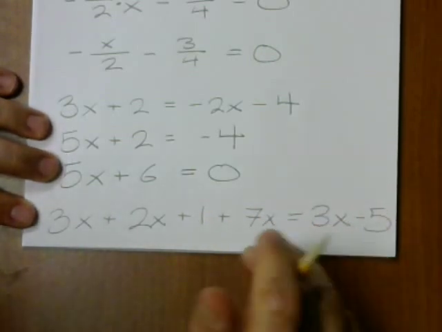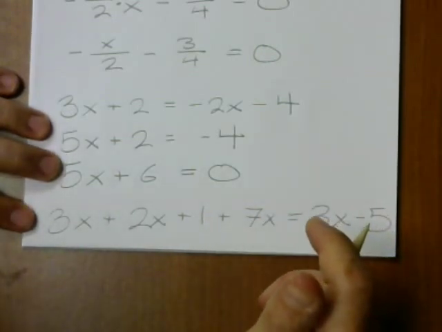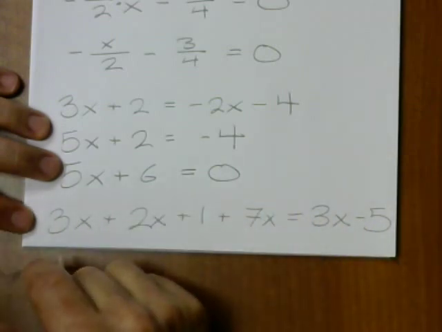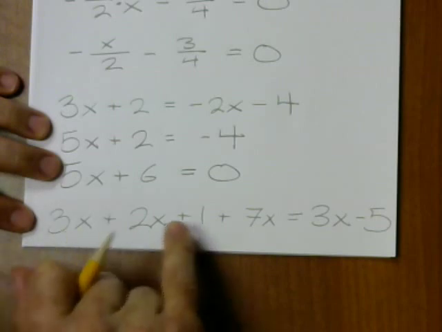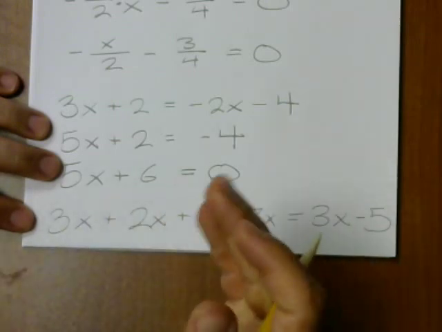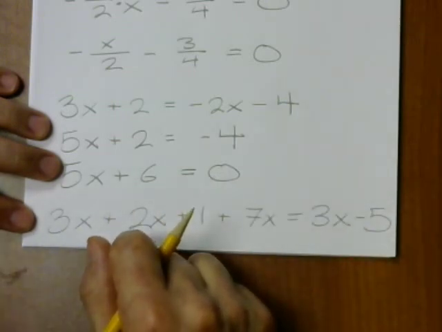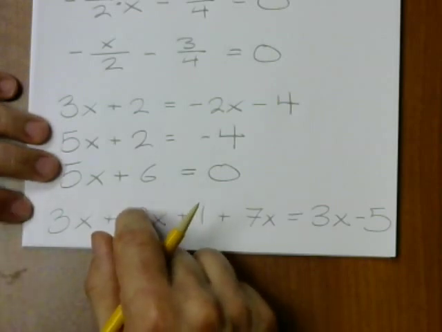0 on the right. The only thing I'd have to watch out for is making sure that a is not 0 here. And I can tell you a is not going to be 0, because 3 plus 2 plus 7 minus 3 is not 0. So I will have some non-zero coefficient for x.